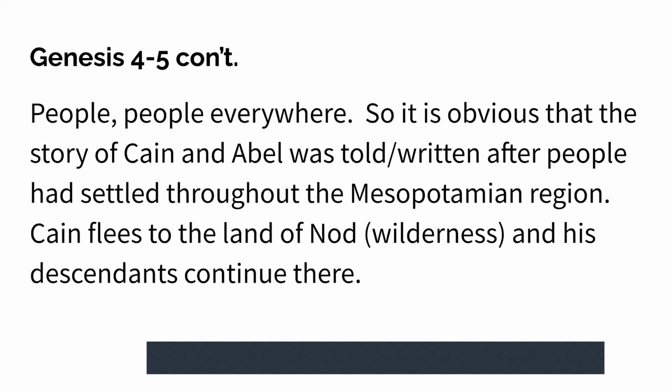So here we found that in the 3rd and 4th chapters of Genesis, there were already people everywhere. And so it's obvious, as the person in the video said, that there were many cultures settled throughout Mesopotamia. And in the case of Cain and Abel, once Cain commits his crime of murder, he flees to an area known as the land of Nod. Nod is actually a word that means wilderness. So he fled into the wilderness, and his descendants continued there.